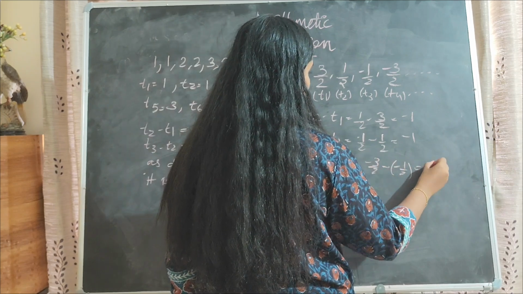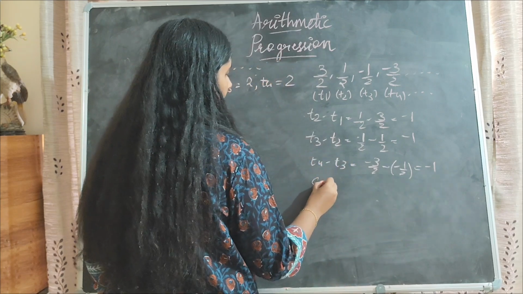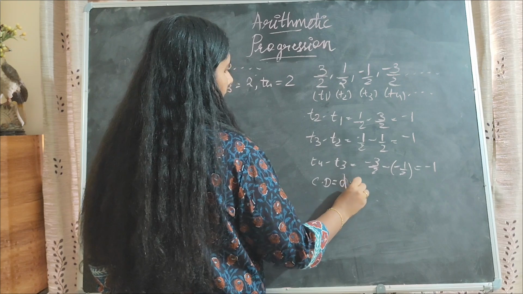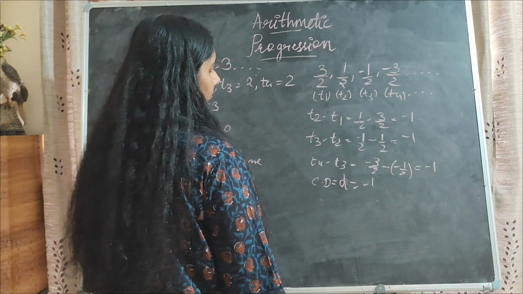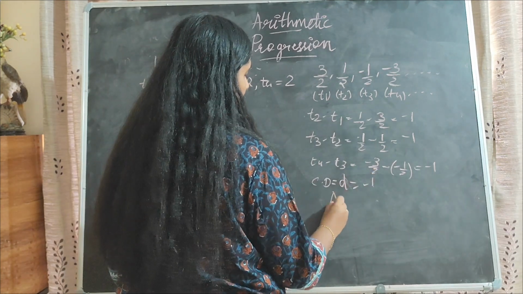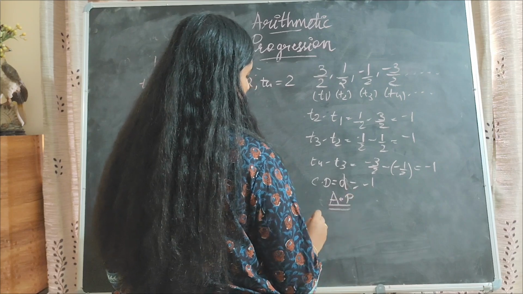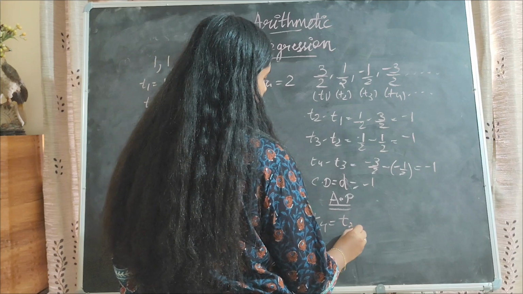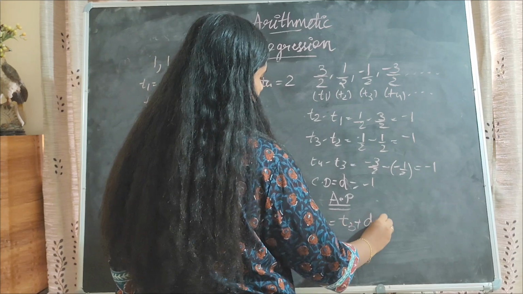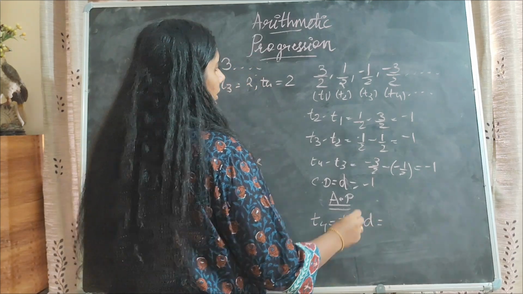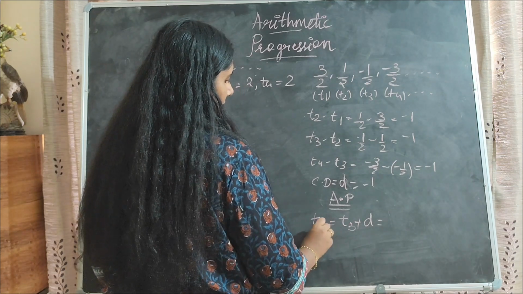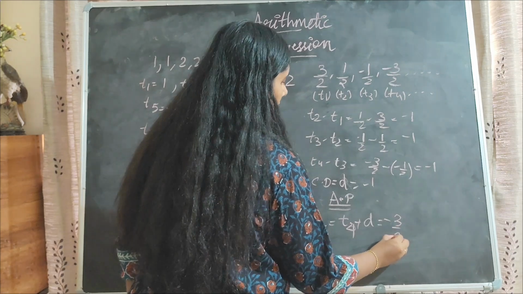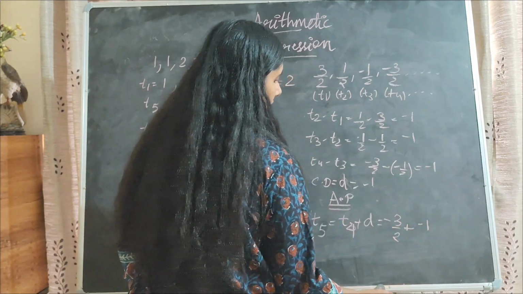So, which is minus 1. So, common difference D is given as minus 1. So, this is an AP. The next two terms will be given as T4 is T3 plus D. T5 we have to find. T5 is T4 plus D. So minus 3 by 2 plus minus 1.